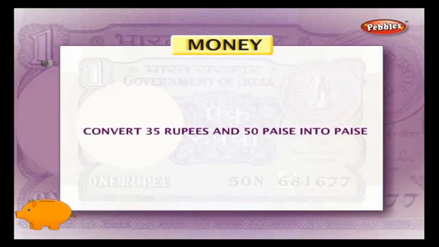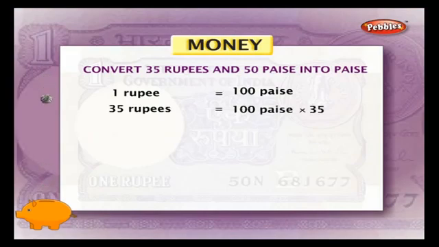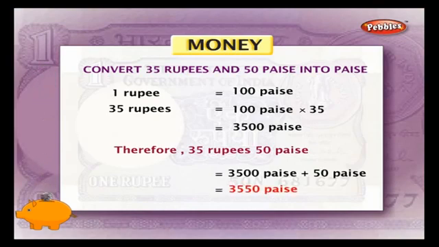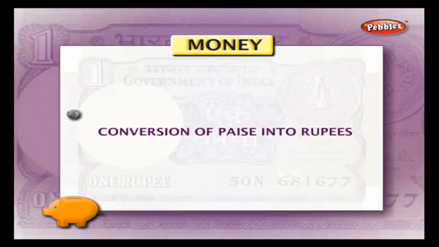Example 2. Convert 35 rupees and 50 paise into paise. 1 rupee is equal to 100 paise. 35 rupees is equal to 100 paise into 35, which is equal to 3500 paise. Therefore, 35 rupees and 50 paise is equal to 3500 paise plus 50 paise, which is equal to 3550 paise.